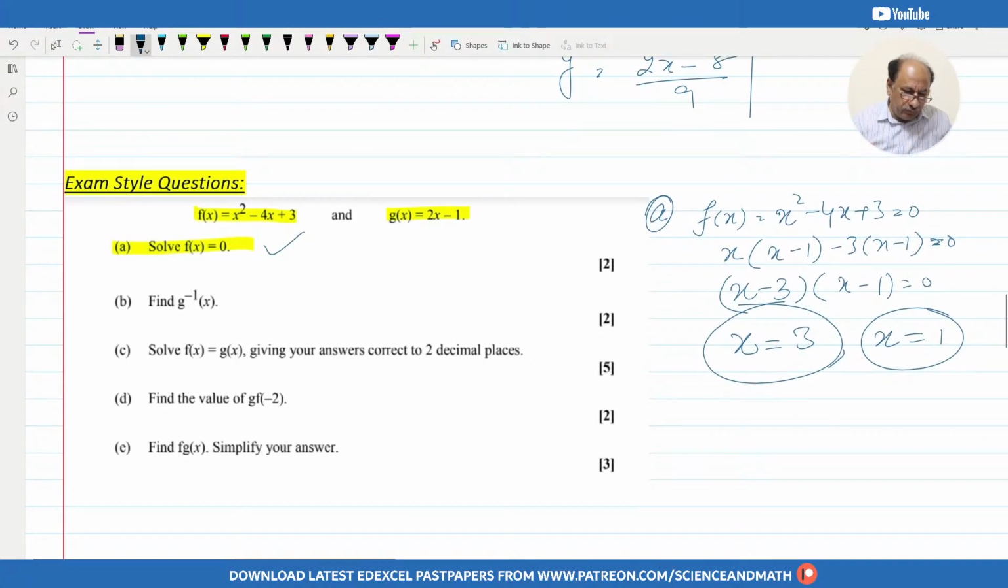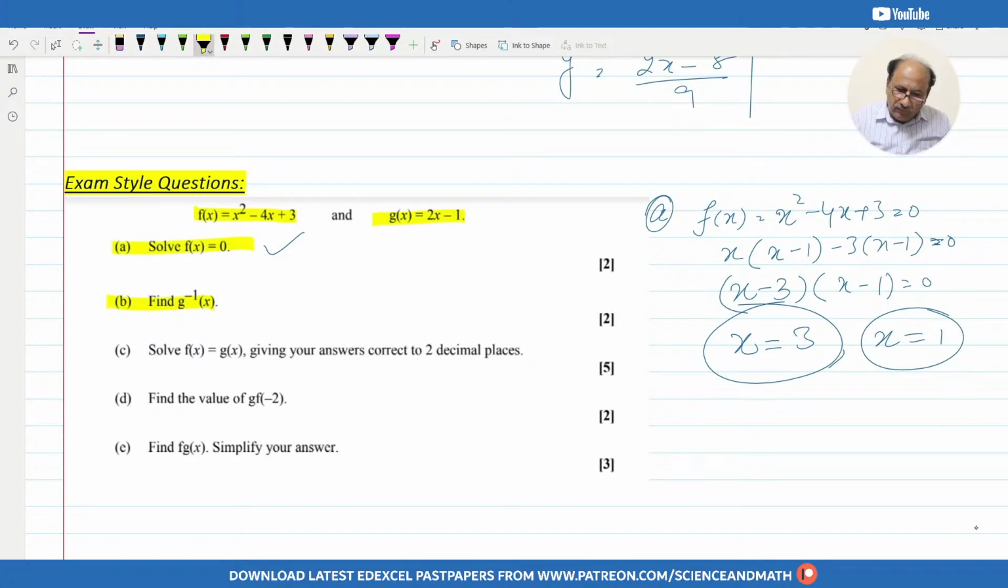Now we can move to part B, and in part B we need to find g inverse of x. This is what we need to make the subject, and this is a little tricky question. Finding g inverse is simple. If we had to find f inverse, that was tricky. So g inverse is simple.